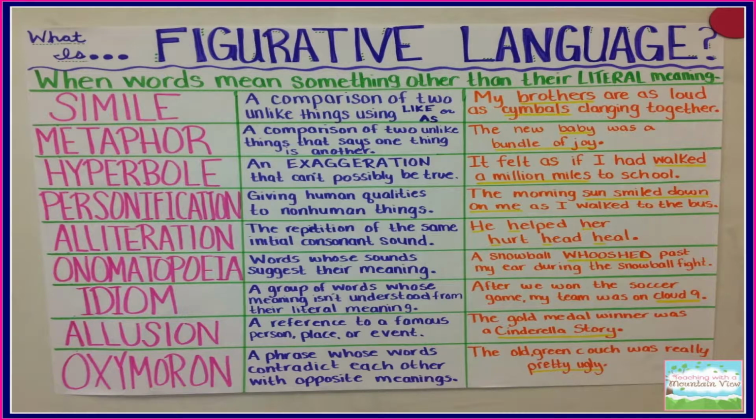If I was being literal with the next one, the new baby was a bundle of joy, I'd be looking at joy in my hands if I was holding a new baby. It felt as if I'd walked 1,000,000 miles. If that was literal, you'd actually be walking 1,000,000 miles to get to school. Okay? So we say these things because we're exaggerating.